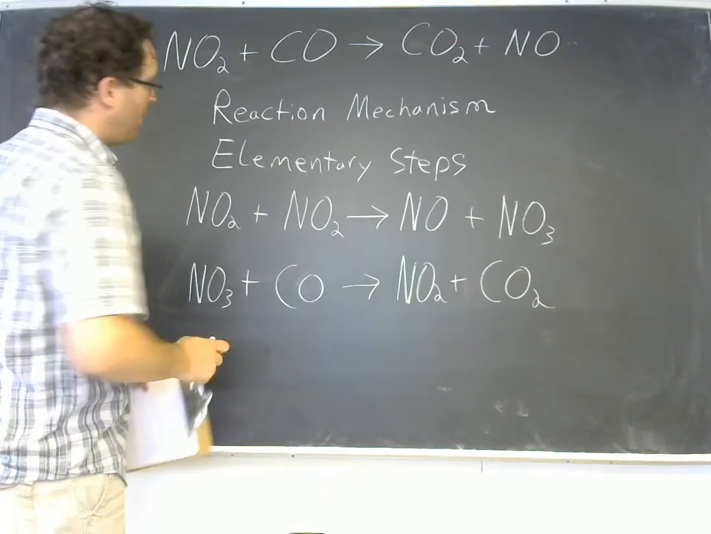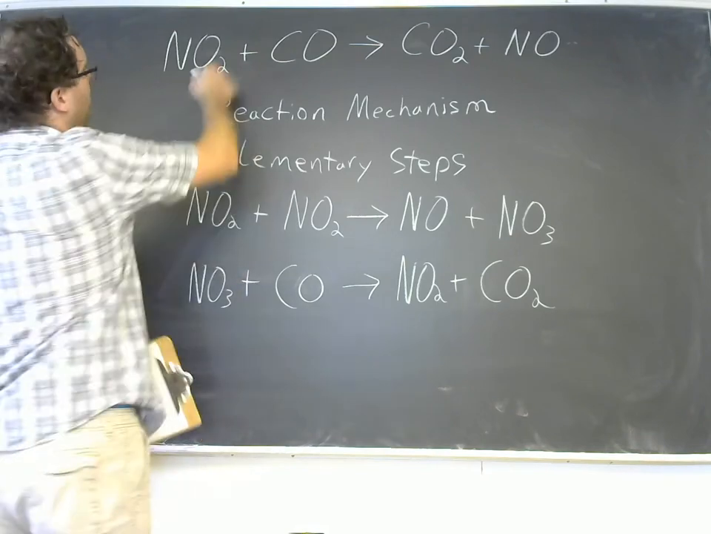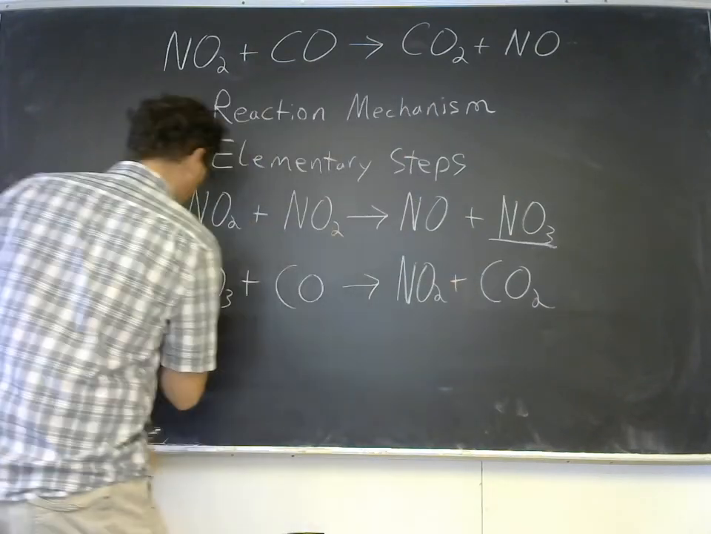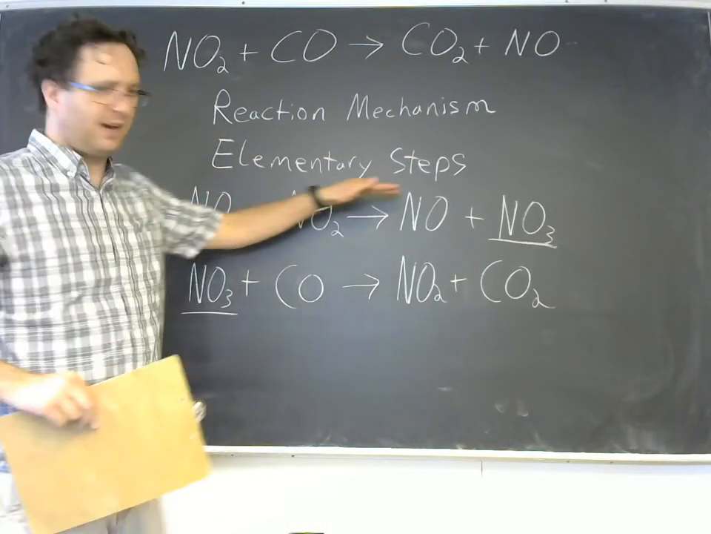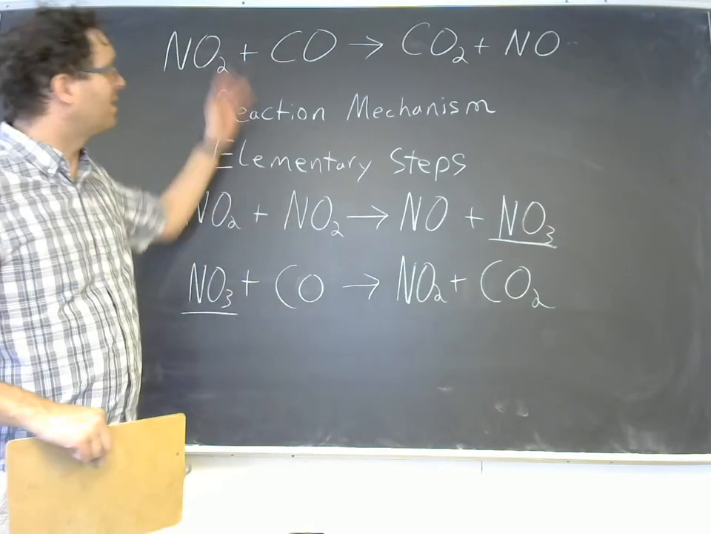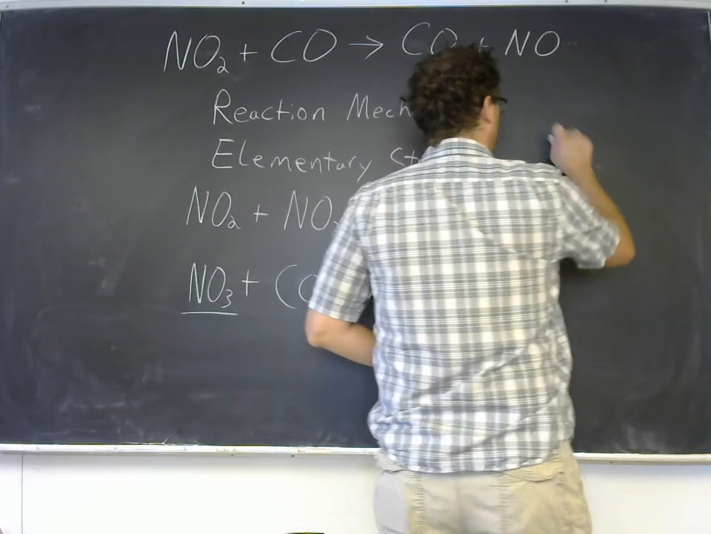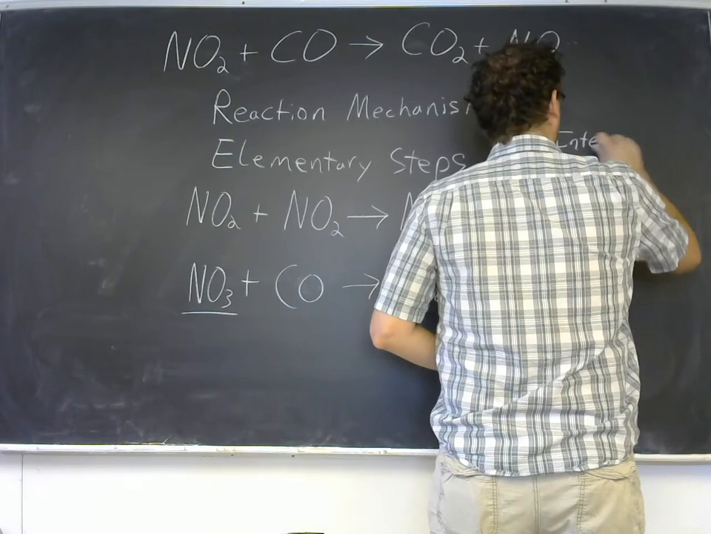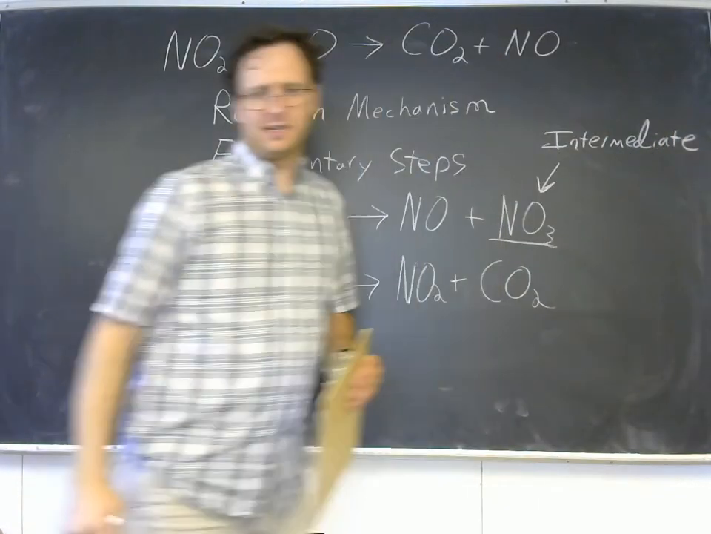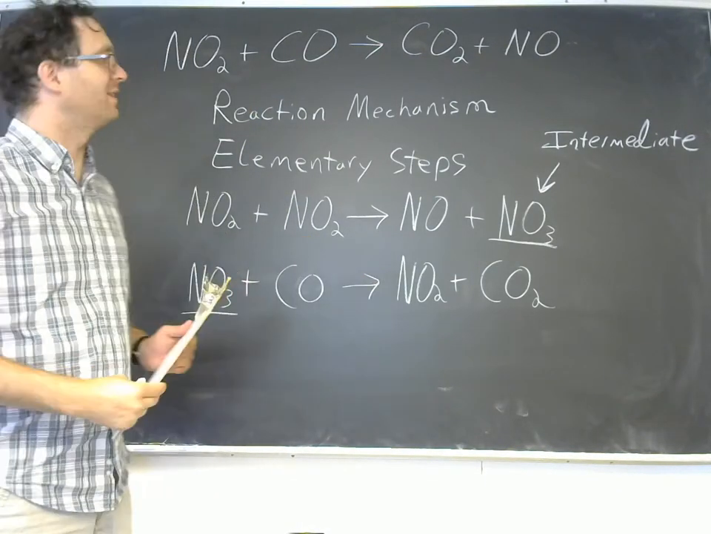And what we see is that there's one species here that doesn't appear in the overall reaction at all, and that is NO3. NO3 is generated in the first step, and then it is consumed in the second step so that it doesn't appear in the overall reaction at all. NO3 is what we call an intermediate. So many reaction mechanisms will have one or more intermediates.